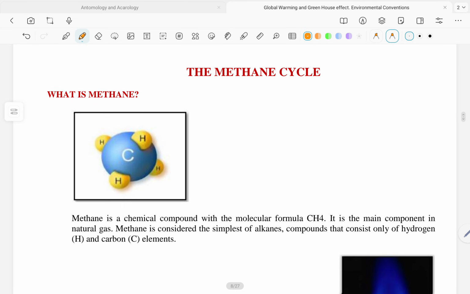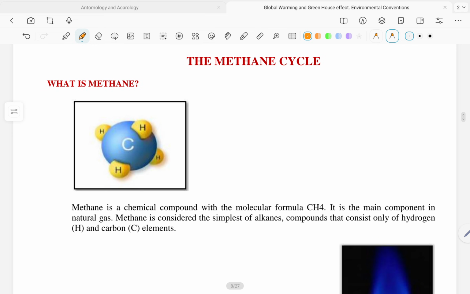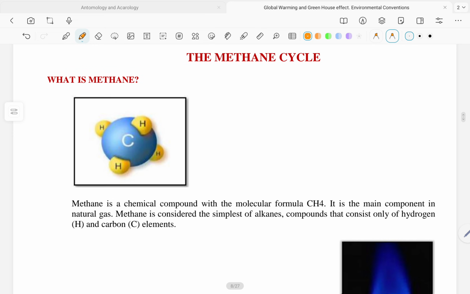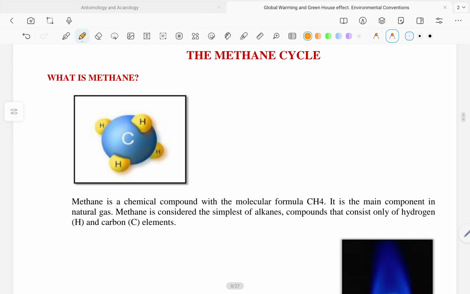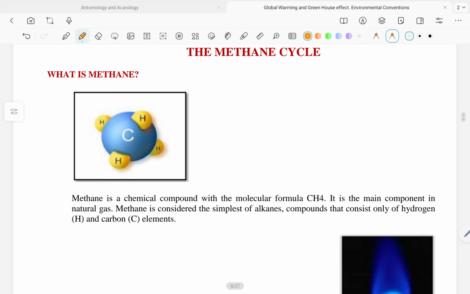The methane cycle. What is methane? Methane is a chemical compound with the molecular formula CH4. It is the main component in natural gas. Methane is considered the simplest of the alkane compounds, which consist only of hydrogen and carbon elements.